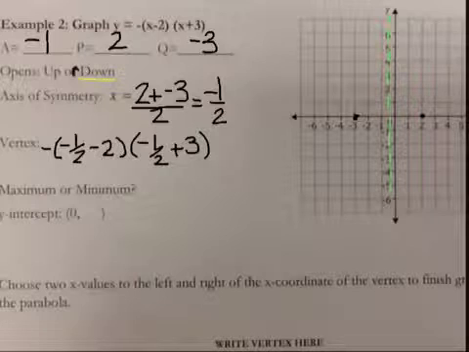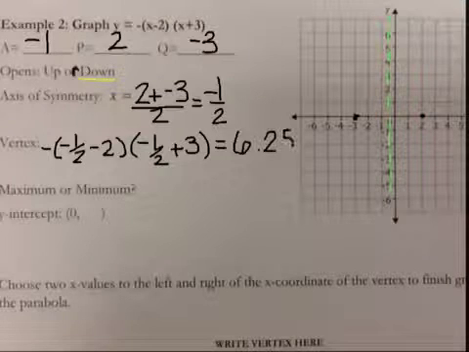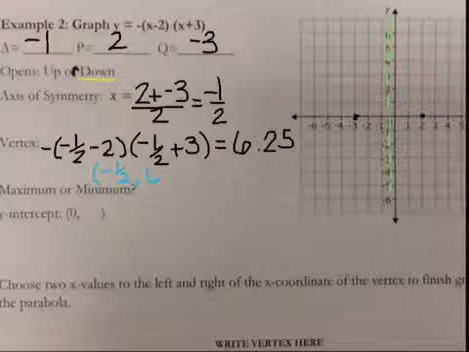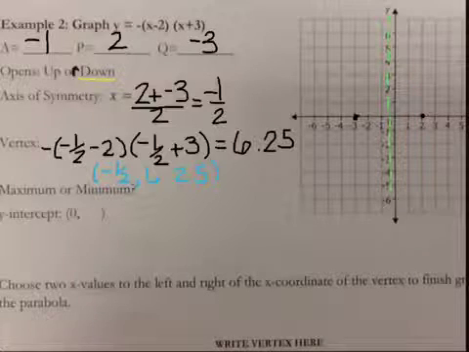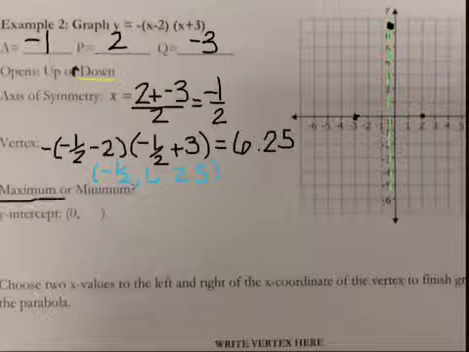All right. So when you substitute that in, you'll find that that's actually about 6.25 for the y-coordinate of the vertex. So our vertex point is negative 1/2, comma, 6.25. So I'll go ahead and graph that point. So it's about here. We already know because it's going to be opening down, we'll have a maximum point.